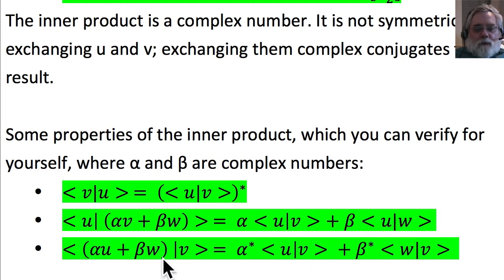Now, if the bra was a linear combination of other bras, we can do the same thing. However, when we pull the coefficients out, we must complex conjugate them. So we get an alpha conjugate and a beta conjugate. And again, we don't change the order. The v was the ket in the inner product, and it remains the ket in the inner product.